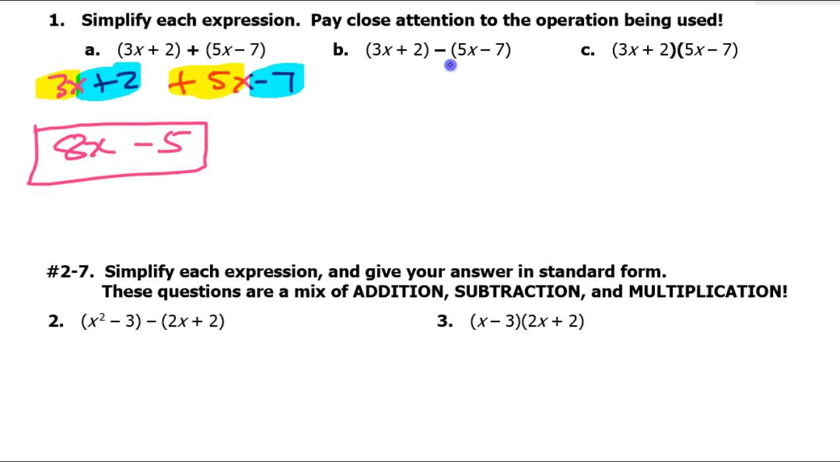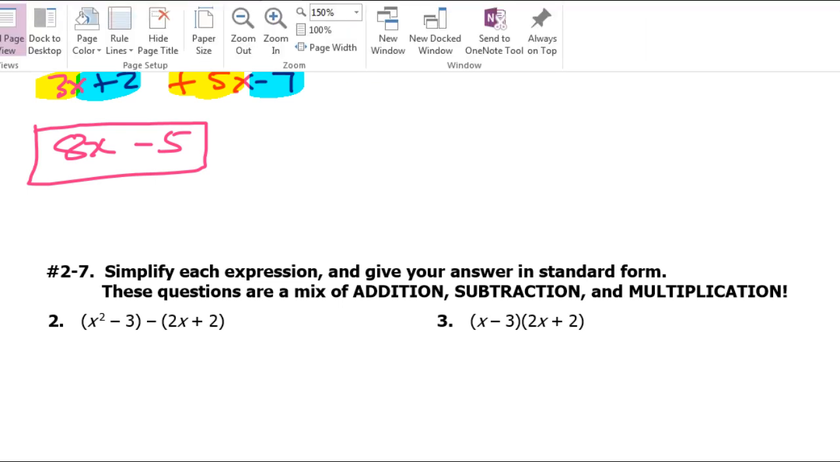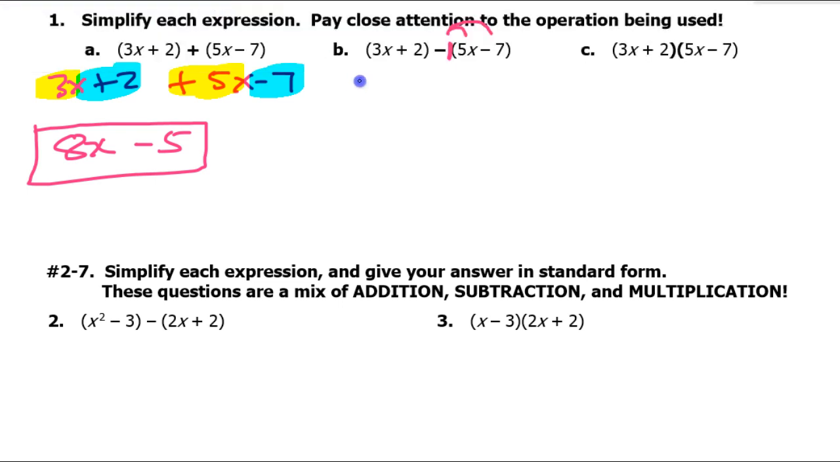Okay, on the other hand, when you're subtracting, the parentheses do matter because this negative sign needs to be distributed. Think of it as having a negative 1 right here. And so the distributive property needs to happen. Now, the first set of parentheses, there is no negative sign in front of this, so there's nothing to distribute. So this 3x plus 2 is just going to come down unchanged.